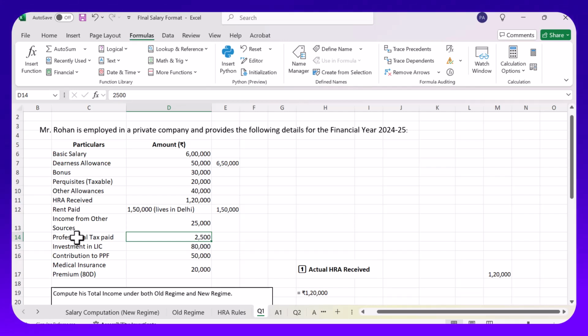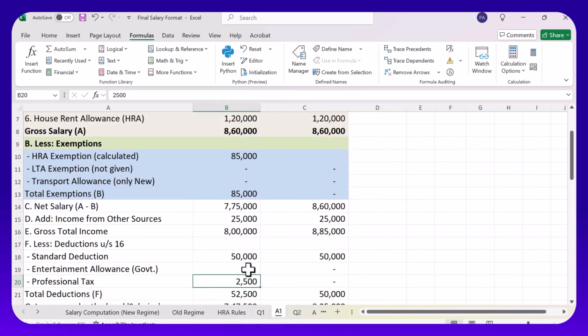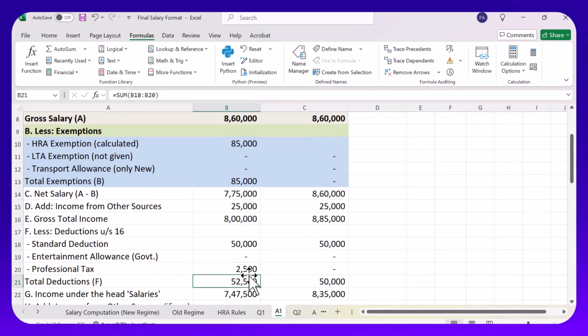Now, this is paid in each state to the state government. Okay. Now, if you pay this amount, then under the old regime, you can claim that deduction. So that will reduce your income. But in the new regime, you can't claim this amount. Okay. So the total deductions which will be applicable to you will be 52,500 in case of the old regime, and in the new regime it will be 50,000.